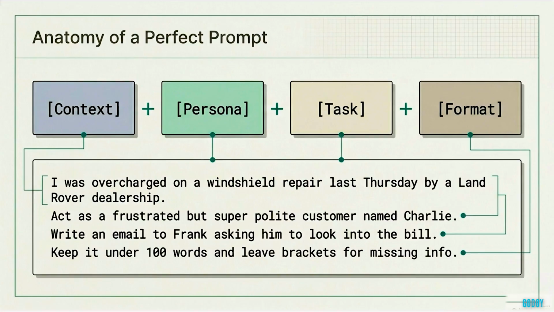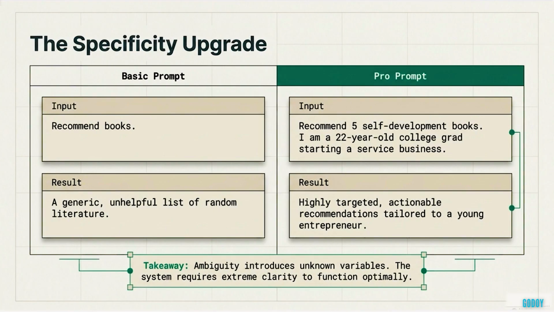A perfect prompt contains 4 key elements: context, persona, task, and format. As shown in the example, providing all these details results in a much more tailored and effective output. The specificity upgrade demonstrates the importance of clarity.